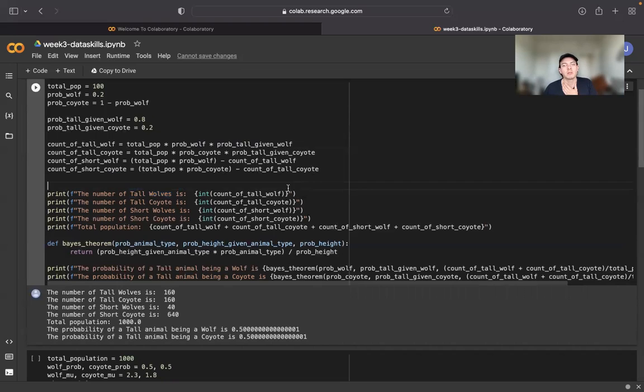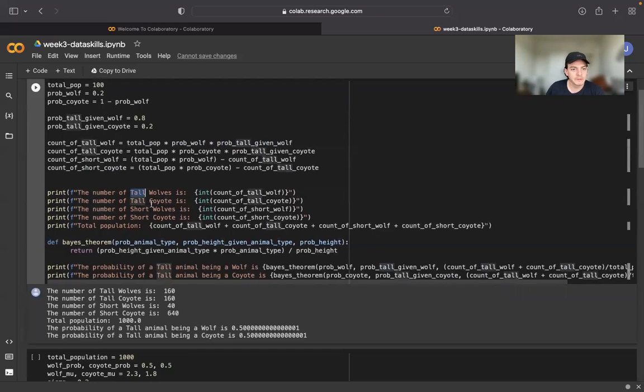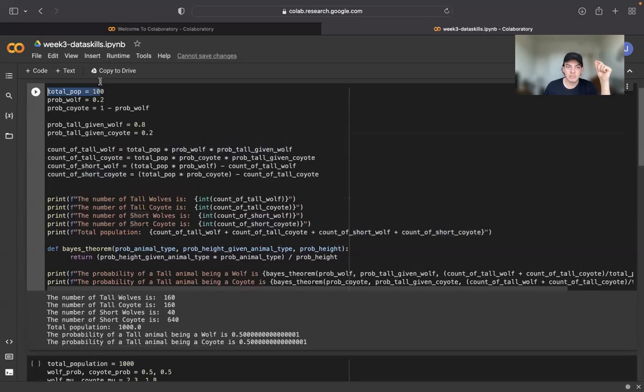the value that we had just calculated before. And this is an integer. I just do this to make it look clean on the output, but we didn't need to do that in general. And so I'm going to print out the number of tall wolves, number of tall coyotes, short wolves, short coyotes, and then overall, I'm going to sum it up and do the total population count just to make sure that it's the same as the 100 that we saw before.